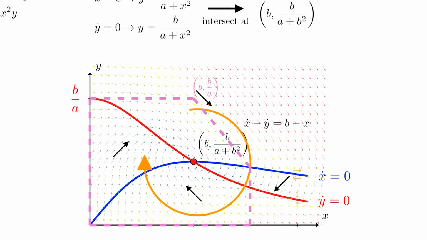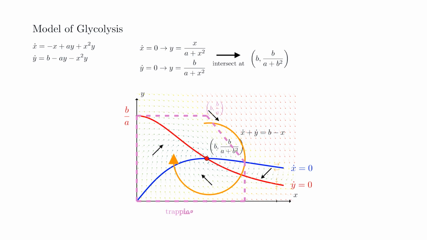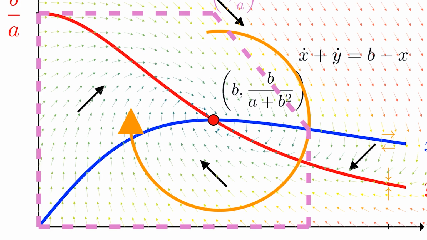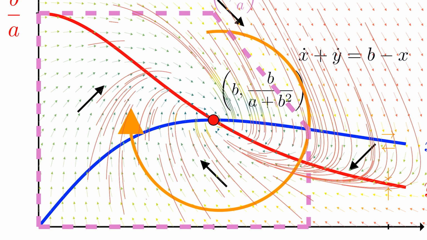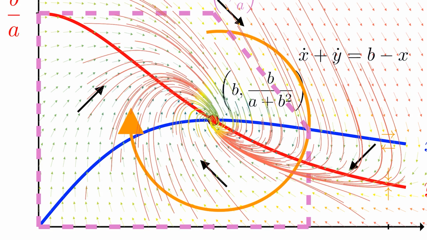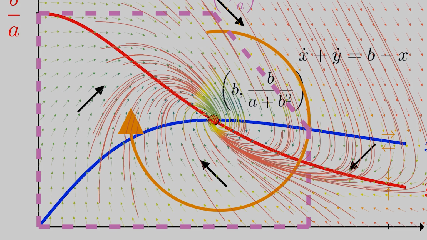And finally, along this part of the trajectory below the x dot equals 0 nullcline, the flow is again inward. So this region is a trapping region, because if we start anywhere inside of this region, we stay inside of that region. So we are guaranteed that all flows stay inside of this trapping region. To figure out whether or not we have a limit cycle, now we have to look at the stability of this fixed point at the intersection of the two nullclines.